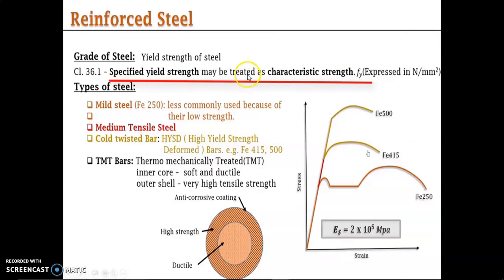Now for reinforcing steel, the grade of steel is called the yield strength of steel. The specified yield strength may be treated as the characteristic strength, and its symbolic representation is Fy.